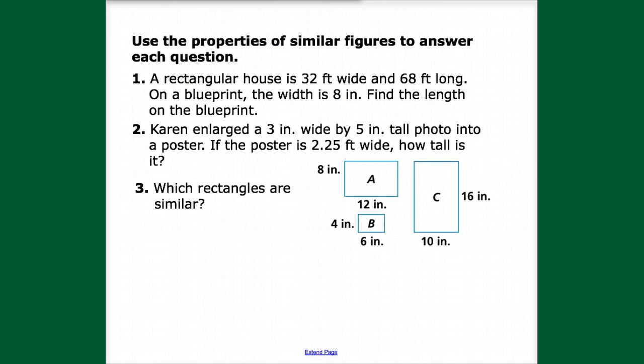So take a moment to use the properties of similar figures to answer these 3 questions. Make sure you put them in your notebook, and we will check these in class.